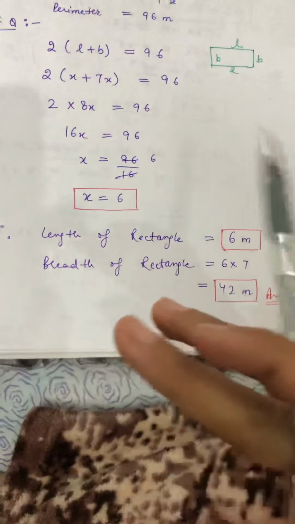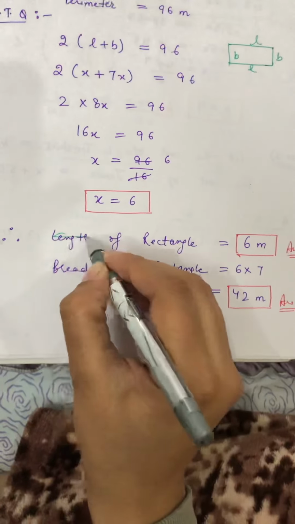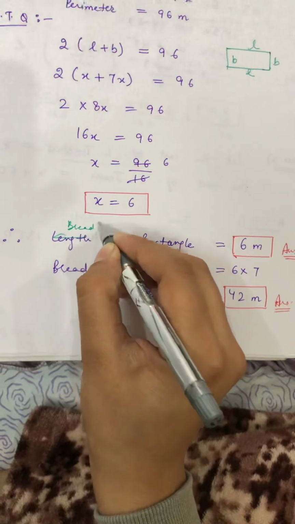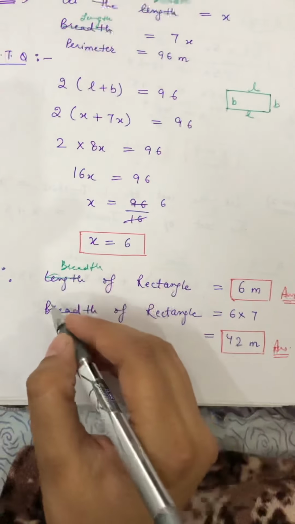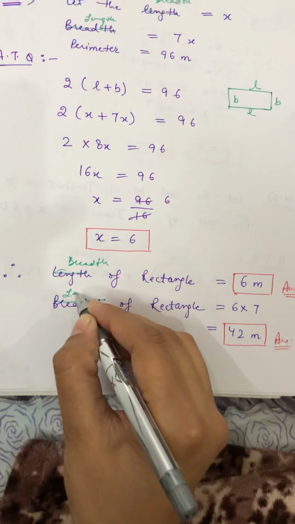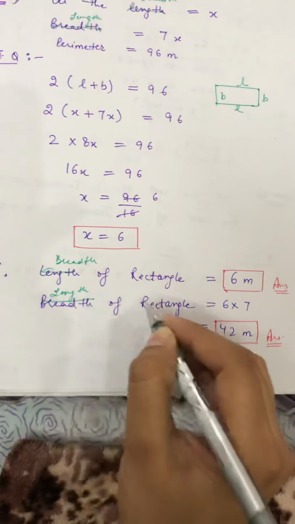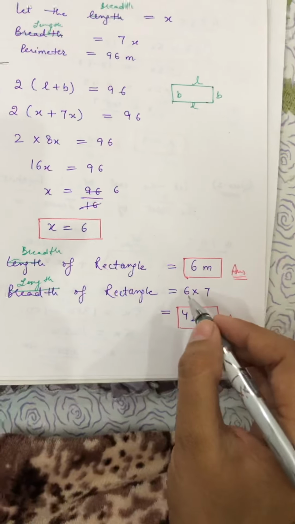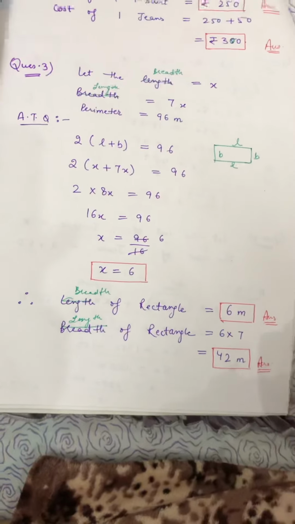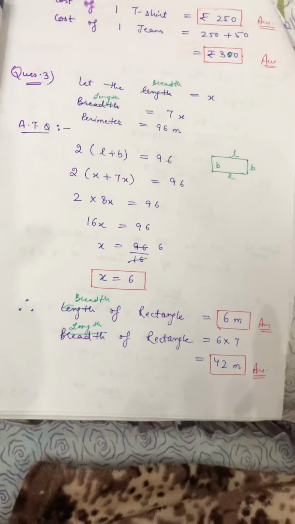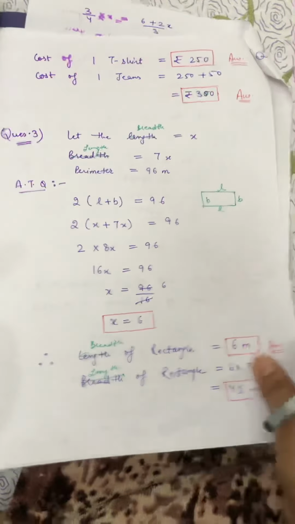So that means your breadth is X, that is 6 meter, and length is 7x, so that is equal to 6 into 7, 42 meter. So this is your breadth, this is your length. Alright. So this is your question third.